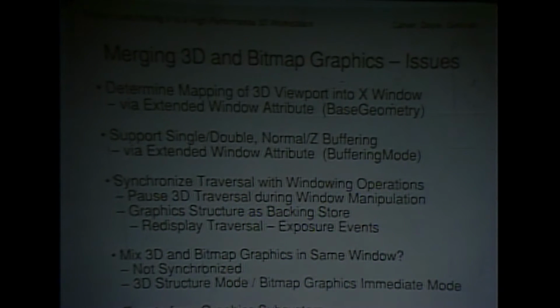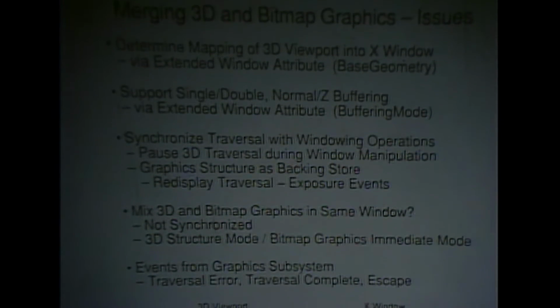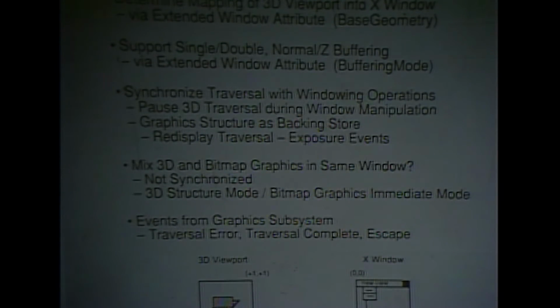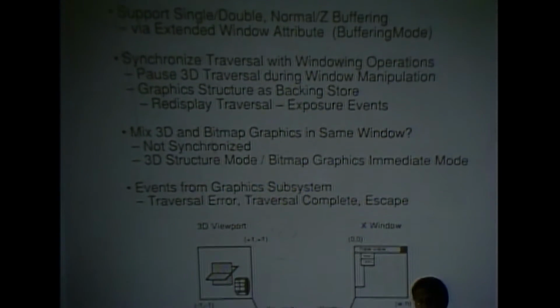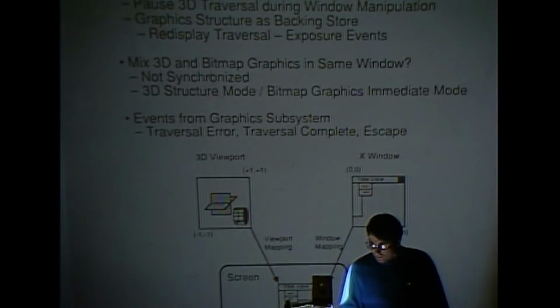We found that we had to synchronize, in some cases, 3D traversal with bitmapped operations as far as windowing manipulations. You don't want to be rendering a 3D image as you're moving windows around the screen, because the structure walker is an asynchronous process. And also there's the idea of using the graphic structure as a backing store for a 3D window, where if you move your window, you can cause a redisplay traversal to occur, and your image is back.